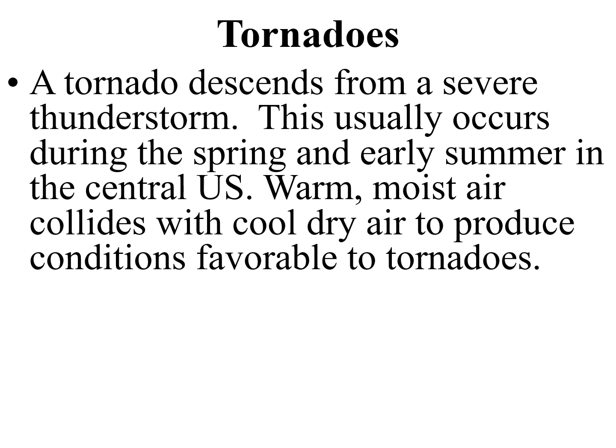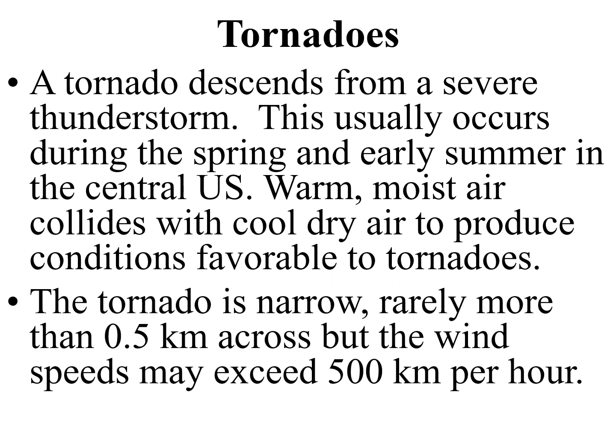Tornadoes. A tornado descends from a severe thunderstorm. You pretty much don't get a tornado unless there is a thunderstorm. Now, usually the worst ones occur during the spring and early summer in the central U.S. Warm, moist air collides with cool, dry air to produce conditions very favorable to tornadoes. So it's narrow, rarely more than half a kilometer across, but the wind speeds may exceed 500 kilometers per hour. That's like over 300 miles per hour.